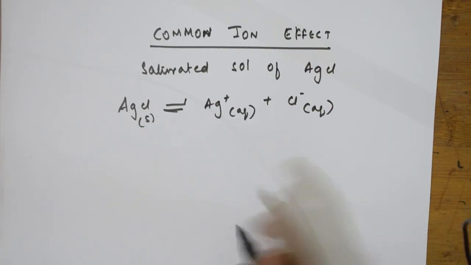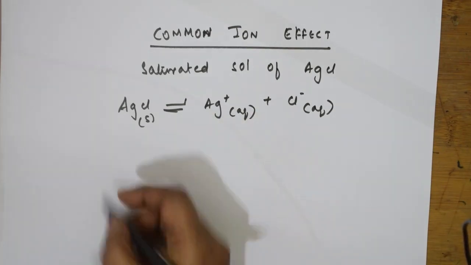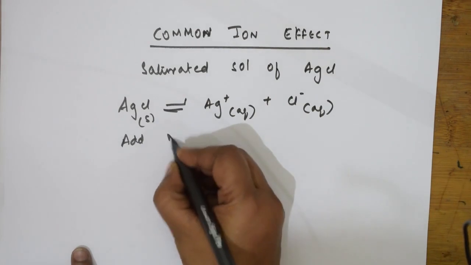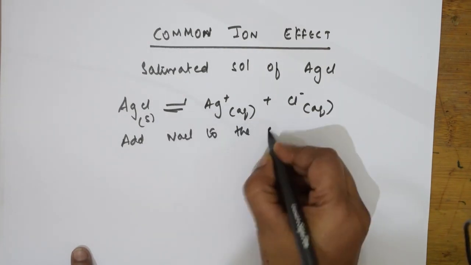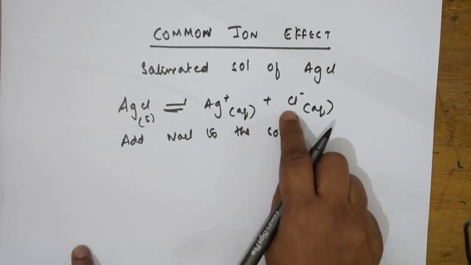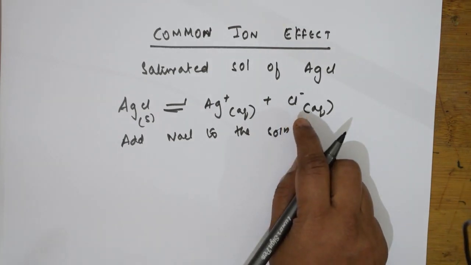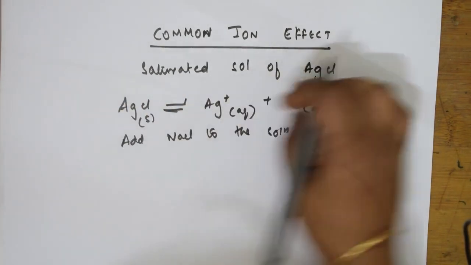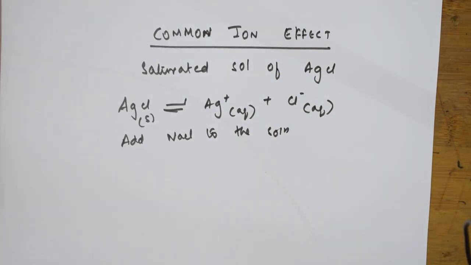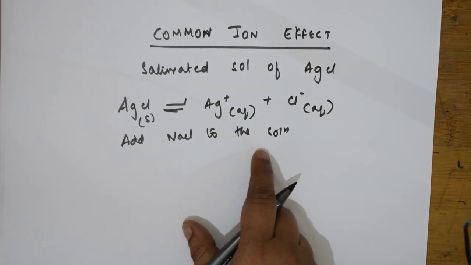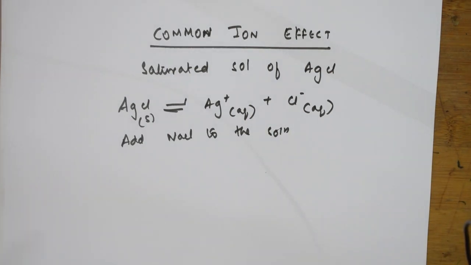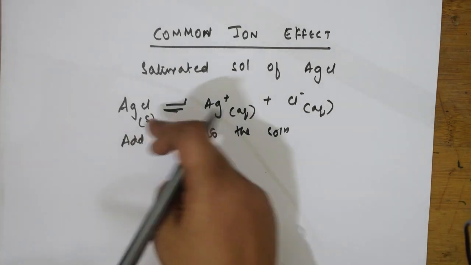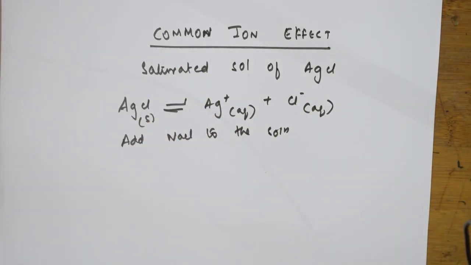Now, suppose I add NaCl to the solution. Then what will happen? The concentration of chloride ion will become more, it will increase. Then what will happen to the equilibrium? It will shift, because the concentration of this is more, because you added NaCl. Let us see what will happen to the dissociation of this. I will explain what I am trying to say.